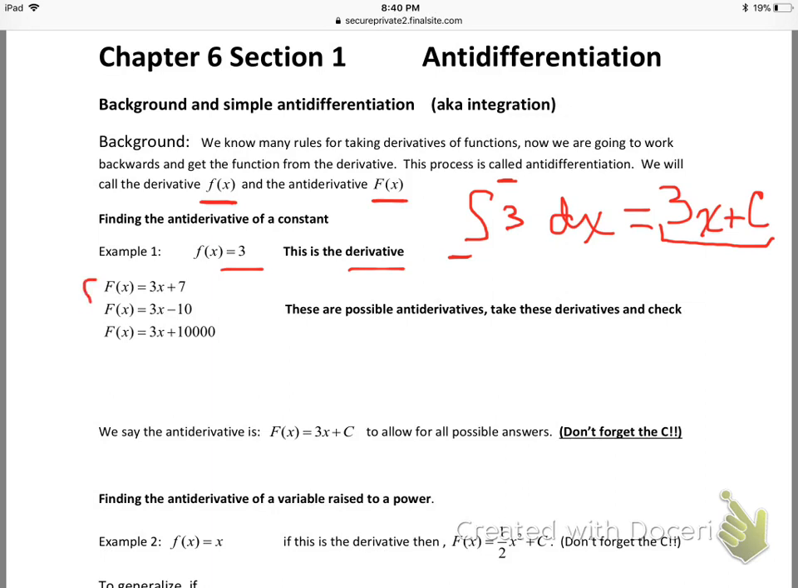So here are some other possible capital F of x functions you could have gotten. So you can see, because we have these constants here, here, here as possible candidates, you need to account for that, and we do that by the plus c. Okay, so we can say the antiderivative is capital F of x equals 3x plus c, and that allows for all possible answers. So don't forget the c. Okay, the next thing we're going to do is find derivatives or antiderivatives of a variable raised to a power.